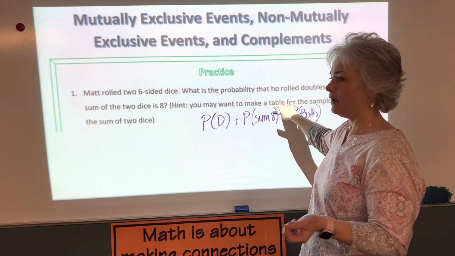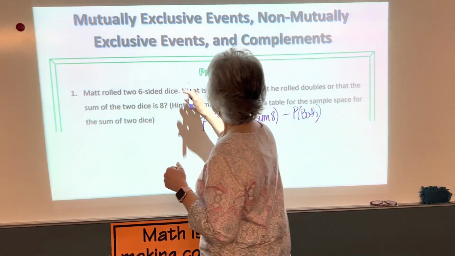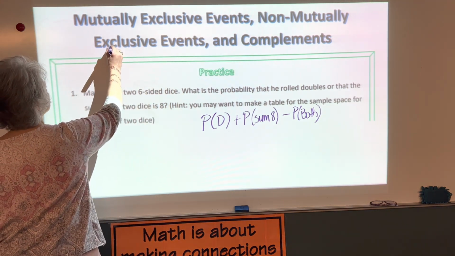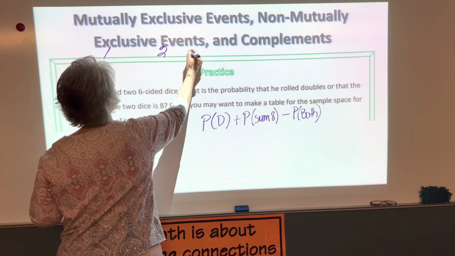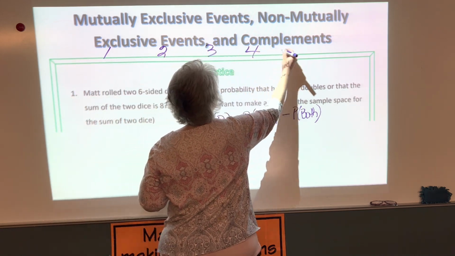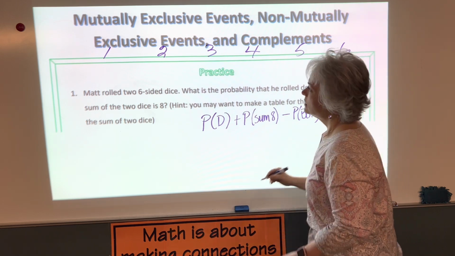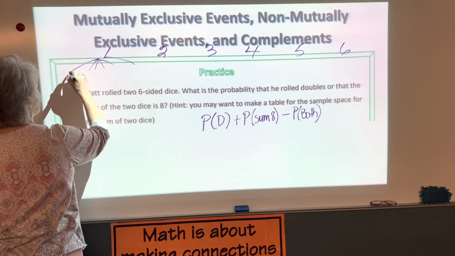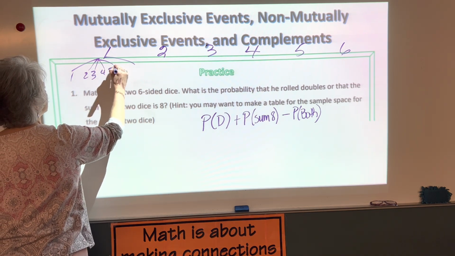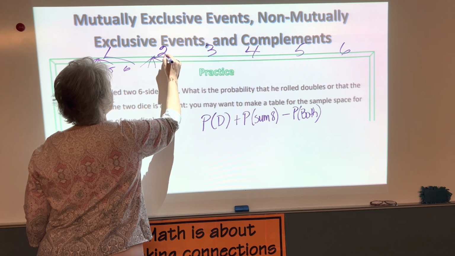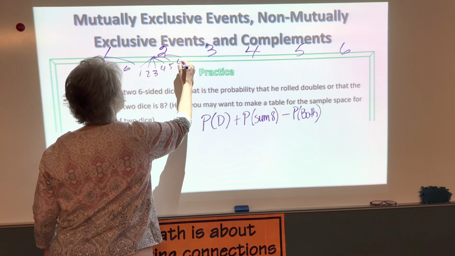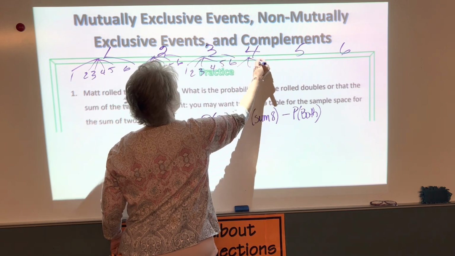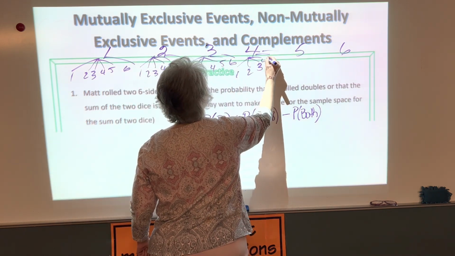Okay, so let's look at those outcomes. I'm not going to make a table, but I am going to make a tree diagram. So our outcomes, we have 2 dice. So if you roll the first one, the outcomes are 1, 2, 3, 4, 5, and 6. And so on the second die, you have 6 outcomes. 1, 2, 3, 4, 5, 6. On this one, you have 1, 2, 3, 4, 5, 6. 3, 4, 5, 6.